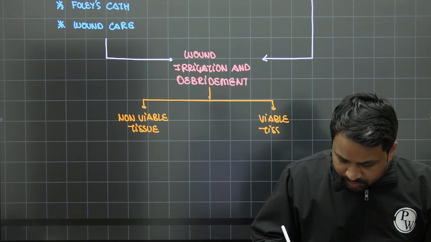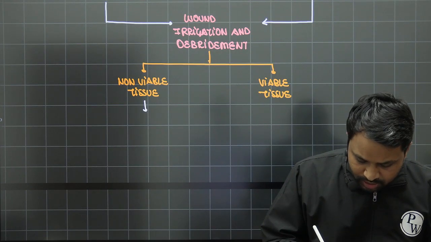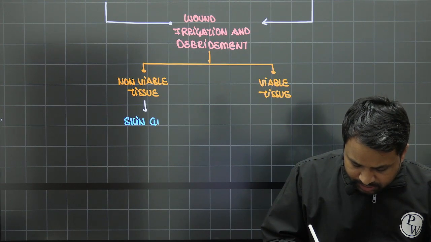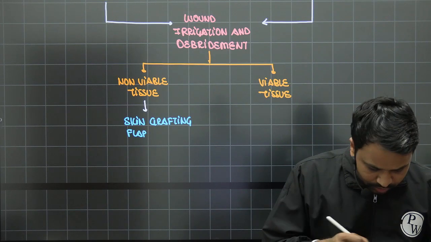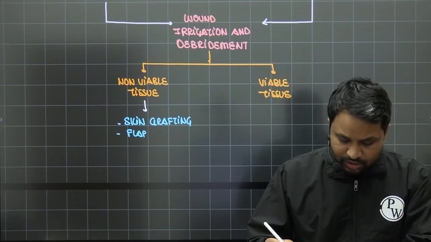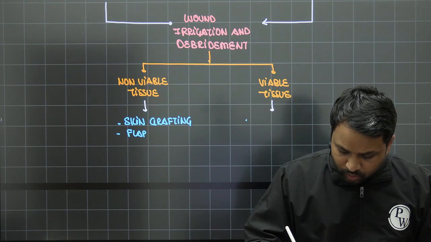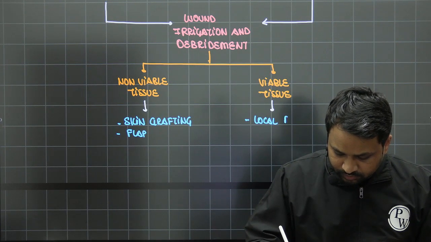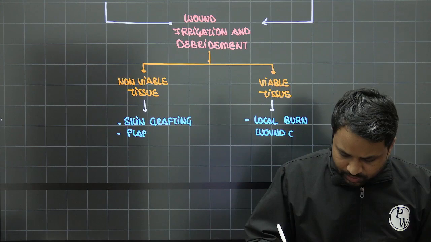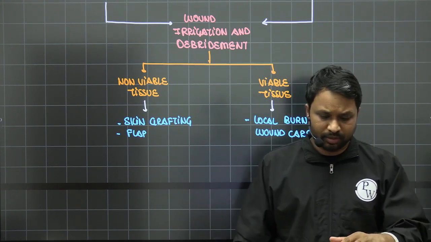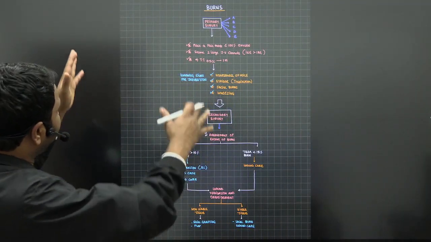If it is a non-viable tissue, then obviously you have to resort to skin grafting or flap reconstruction. If it is a viable tissue, then it is going to be local burn wound care, with topical agents and dressing materials. So our lecture is going to be based on this particular algorithm.